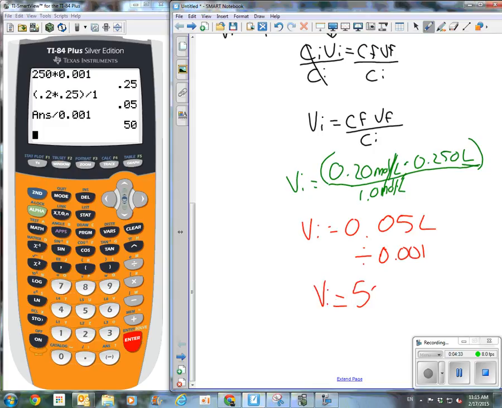So it is 50 milliliters that I need of the initial 1.0 mole per liter solution.